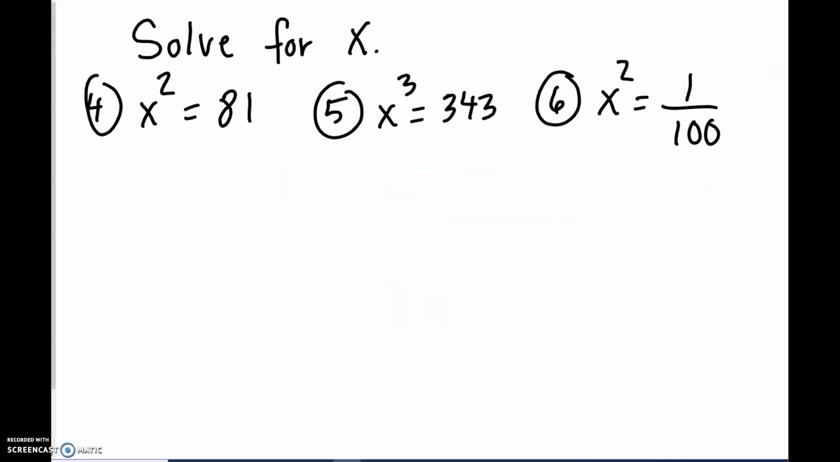All right, number 4, solve for x. What number can we square to get 81? It's 9, and don't forget that -9 value.